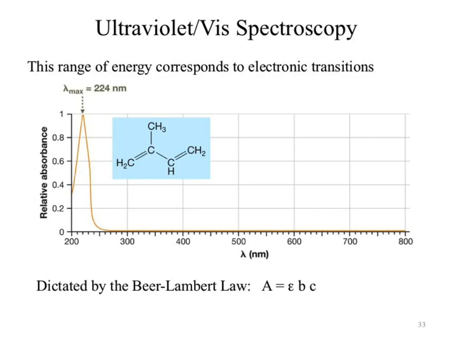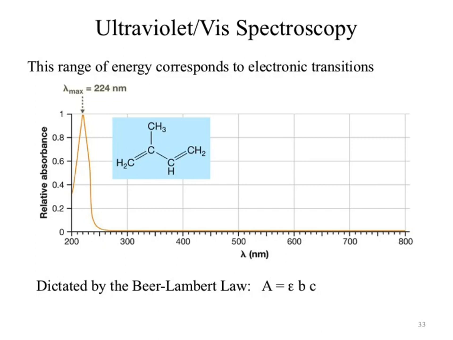It turns out that the energy gap between those two happens to fall pretty much smack dab in the middle of the ultraviolet and visible light spectrum, which is why we refer to this spectroscopy as UV-vis. So what we are exciting is the electrons in pi bonds.